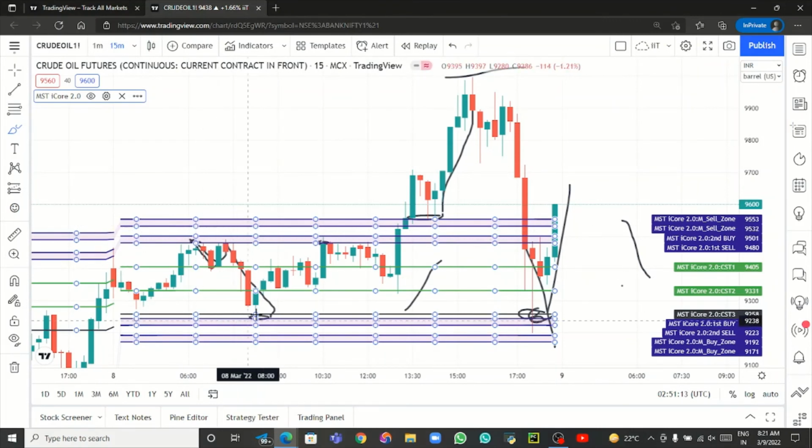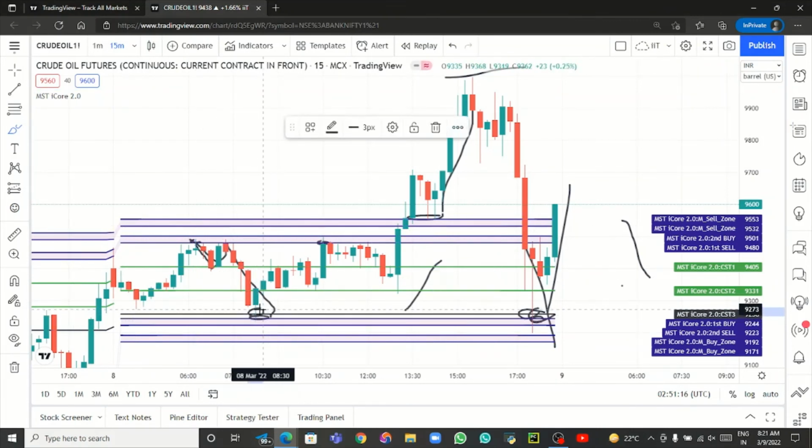So whenever there is a black line, it is possible for a reversal, and it is where our buy entry also is. So there also you could have taken the entry. Clear? So both crude oil and Bank Nifty, we have got a wonderful profit today.